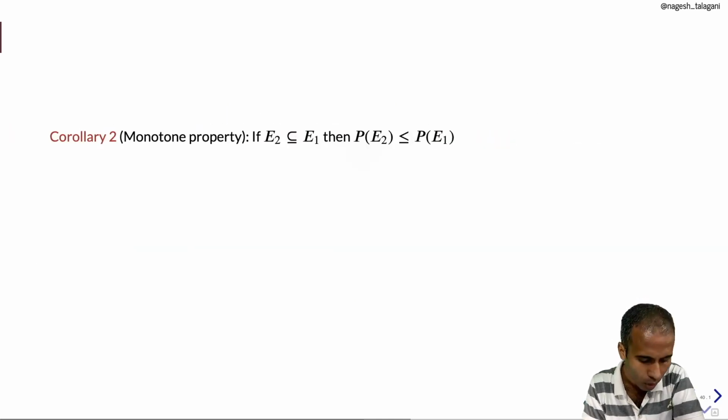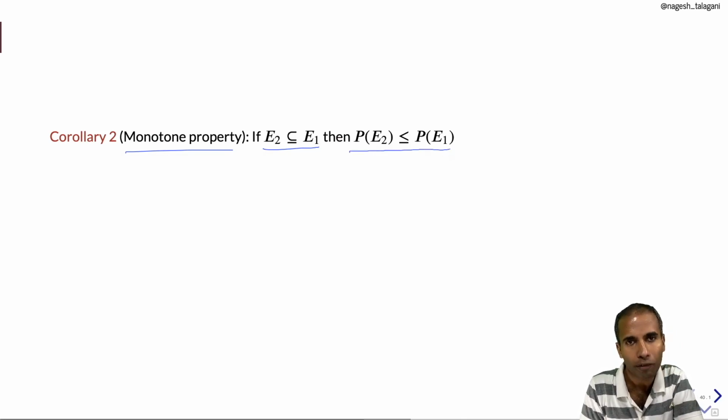Corollary 2, monotone property. Here is the statement. If E2 is subset of E1, then probability of E2 less than or equal to probability of E1. Let's try to understand the meaning of the statement intuitively. E2 is subset of E1 means whenever E2 happened, E1 also happened, which means we should have more chances for E1, right? That's what it says. The probability of E2 should be less than or equal to probability of E1. Okay. Now let's prove it.